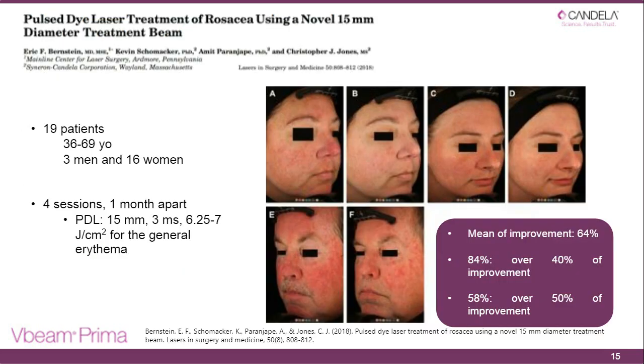This paper also suggests the same. They include 19 patients from 36 to 69 years of age, all women, and they just make 1 pass of subpurpuric settings using the 15 millimeter spot, 3 milliseconds of pulse duration, and between 6.25 and 7 joules per square centimeter to treat all the general erythema. And they see that using this larger spot and subpurpuric settings, the mean improvement is over 64%, and around 50% of the patients improve over 50% of the erythema. So using subpurpuric settings is very useful and is very safe to treat patients with just erythema.